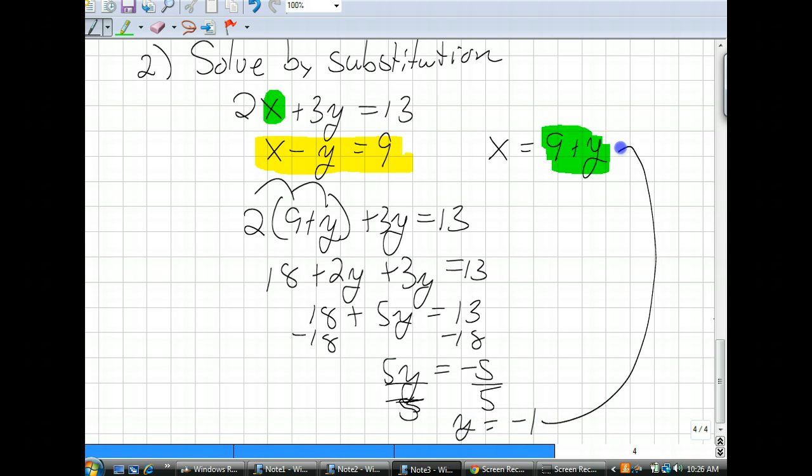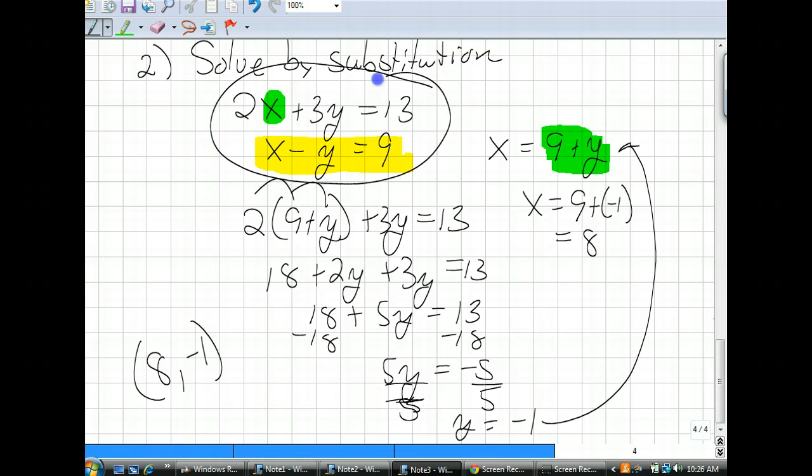Now I take this up here, plug that in, and I get 8. So the ordered pair that works for this system is (8, -1), which if I did this by graphing, if I graphed these two equations, they would cross or intersect at the point (8, -1). Okay, so we would see that they would cross at that point.